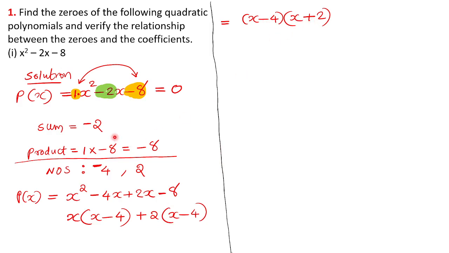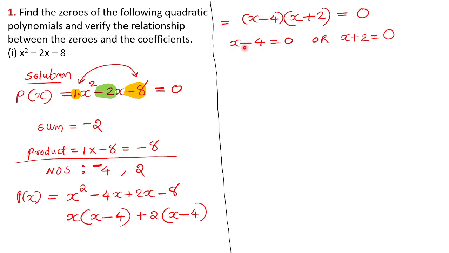So this is the polynomial. Initially I equated to 0. To find zeros, the polynomial should be equated to 0, so the factorization is required. The product of two terms equal to 0 means either first one 0 or second one 0. You know that. If the product of two numbers equal to 0, one of them must be 0.